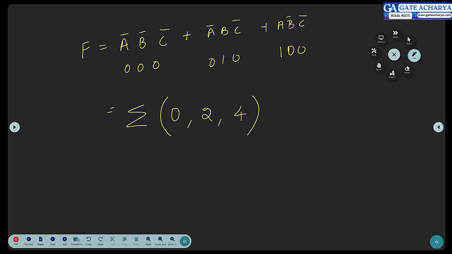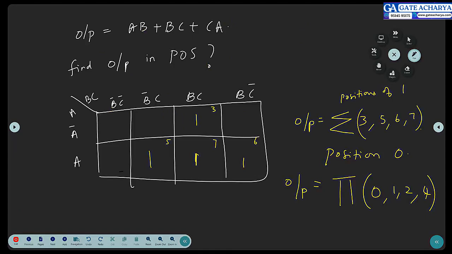So from the Boolean expression, I got positions of ones. Why didn't I do that here? Because this is a reduced expression. From a reduced expression, you cannot directly get positions of ones like this. So I need to go here and then get here. If it is not reduced, then I can directly go from here to here.